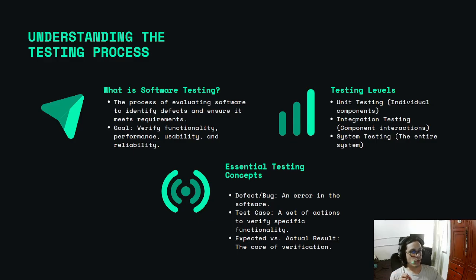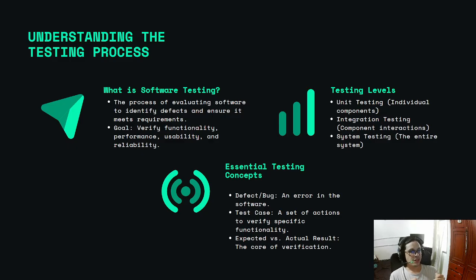Understanding the testing process. Now let's talk about the testing process. What is software testing? Simply put, it is the process of checking the software to find errors, also known as defects. Our goal is to verify that the program works correctly, fast, and reliably.